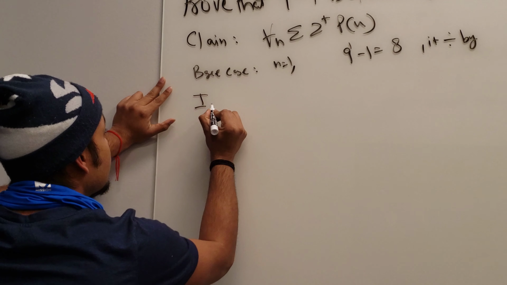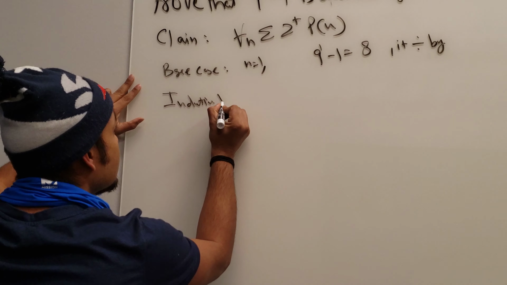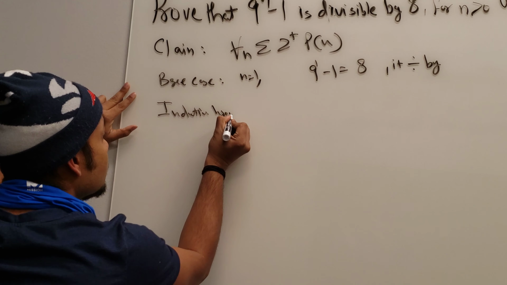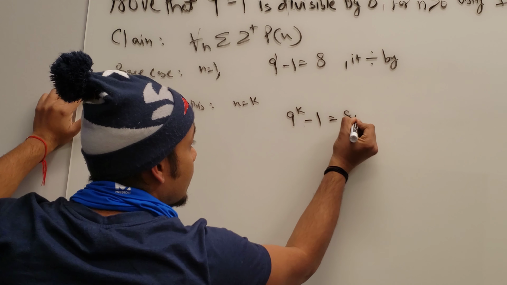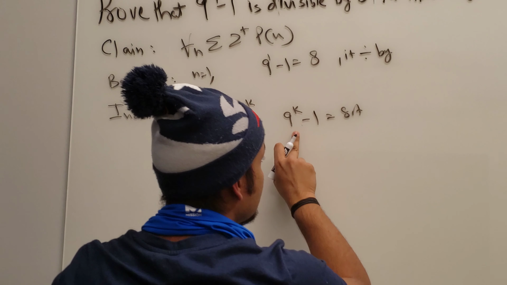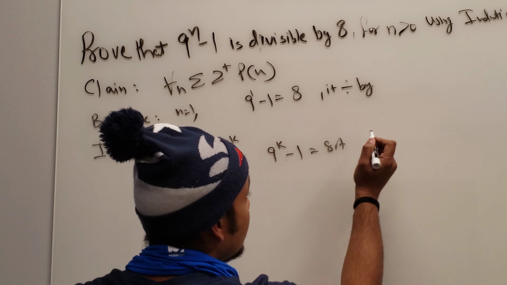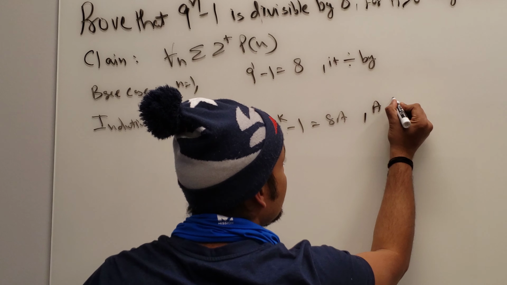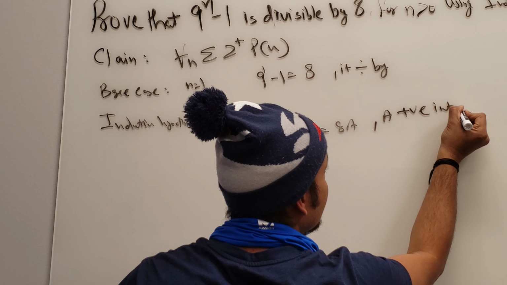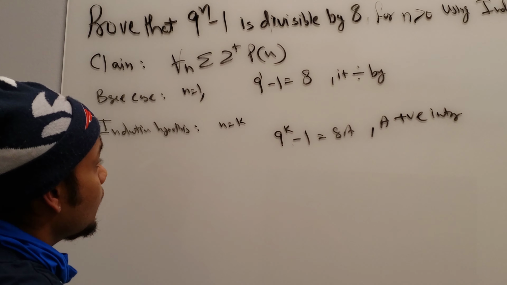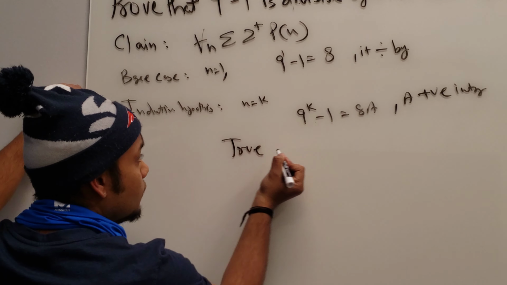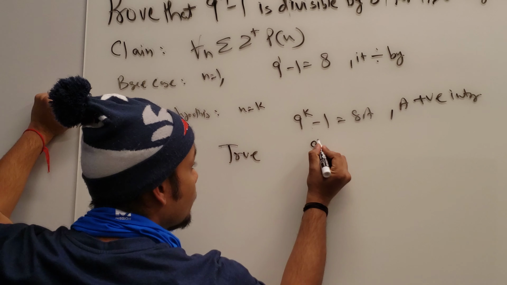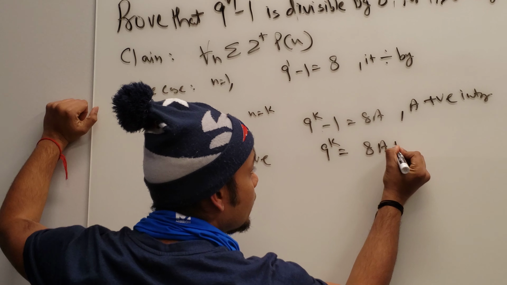The third thing is the inductive hypothesis, where we set n equal to k, and set 9^k - 1 equal to 8a. In order for this term to be divisible by 8, it has to be a multiple of 8, where a could be any positive integer from 1 to infinity, as long as it is non-negative. We assume our inductive hypothesis to be true, and if we solve this a little further, we can write 9^k as 8a plus 1.